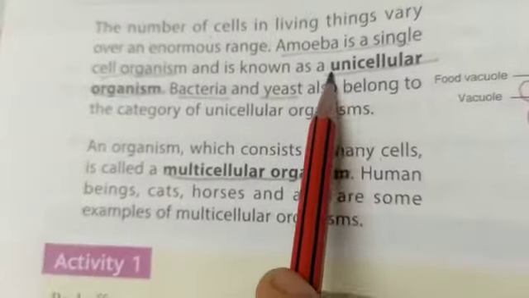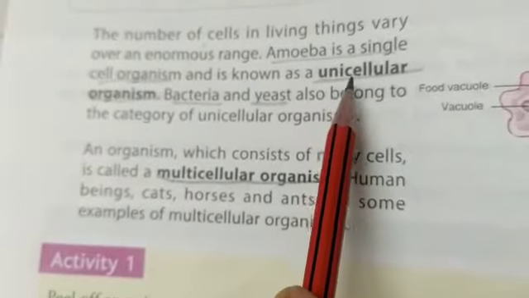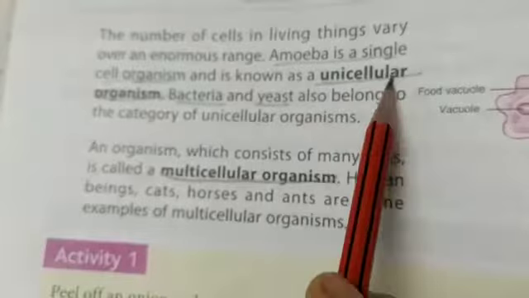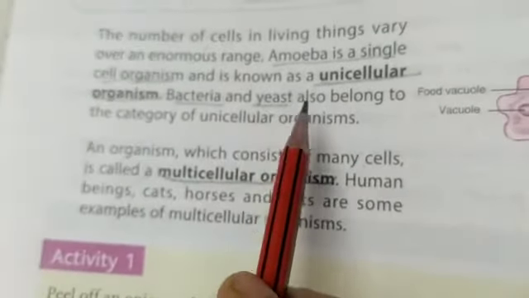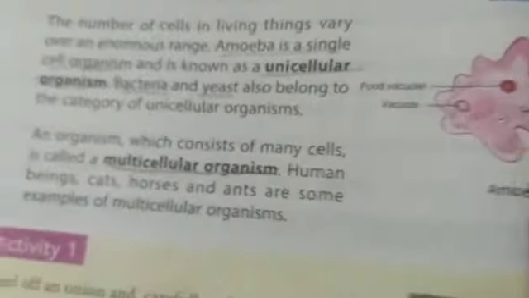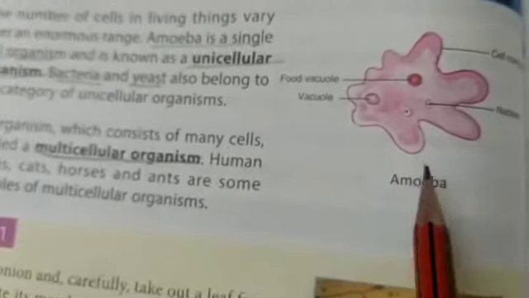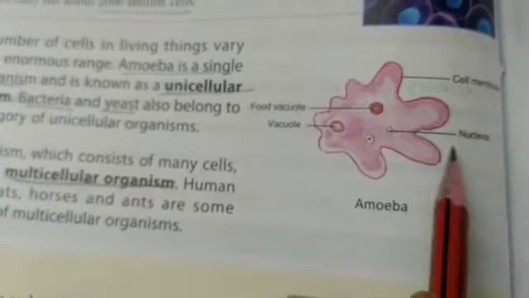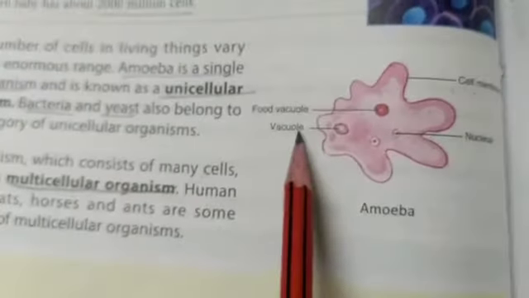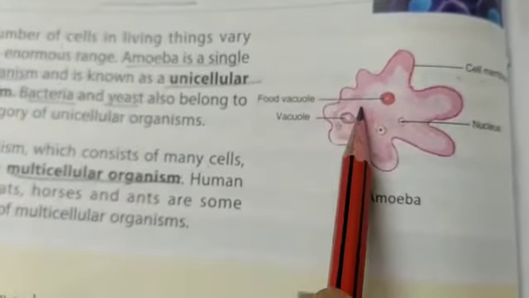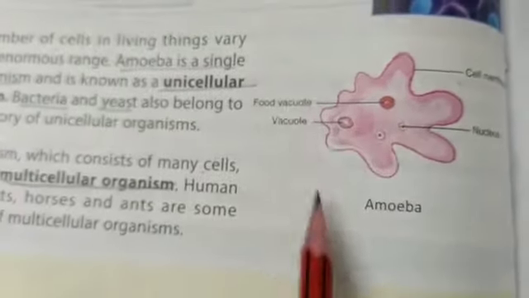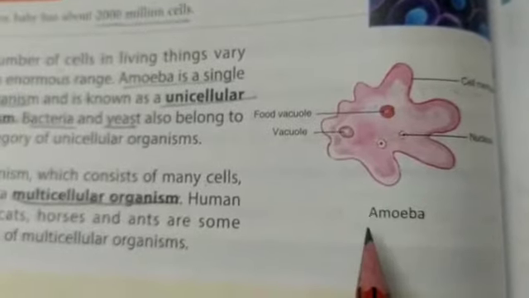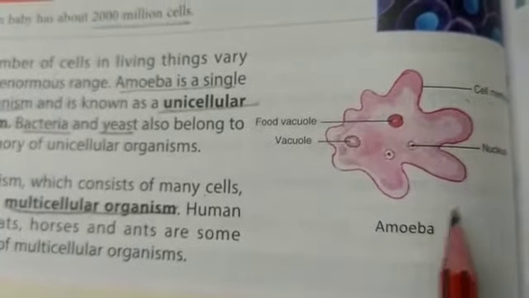Yes, unicellular means one. So amoeba is a single-cell organism. That's why it is said to be unicellular, and examples are bacteria and yeast. You can also see the picture of amoeba. So this is the cell membrane. This is the nucleus. This is the vacuole and this is the food vacuole. Sometimes in examinations you may be asked to draw the diagram of amoeba. So you have to draw it like this.